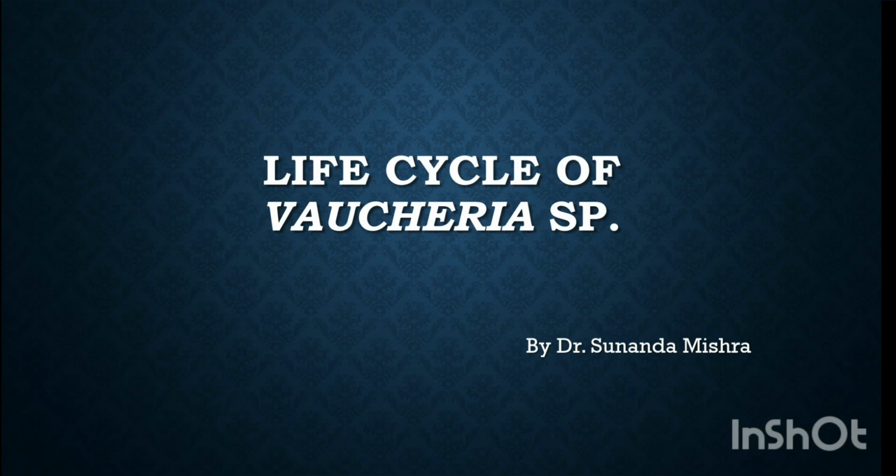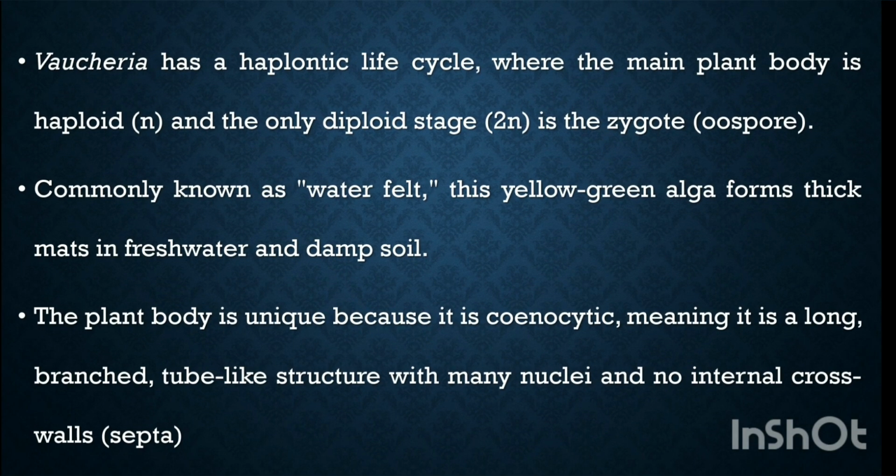In this video we will discuss the life cycle of Vaucheria species. Vaucheria comes under the class Xanthophyceae. Okay, let's start. At first, Vaucheria has a haplontic life cycle. That means the main part of the life cycle, or the dominant stage, is haploid in nature, and the only diploid stage in the whole life cycle is the zygote or oospore.